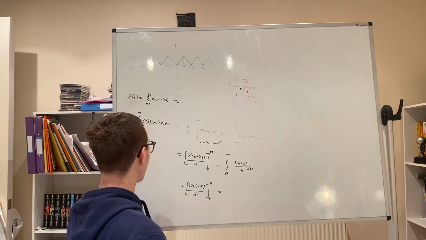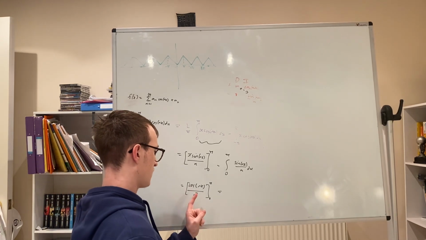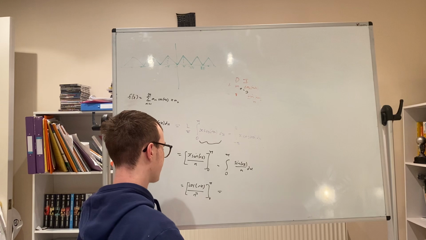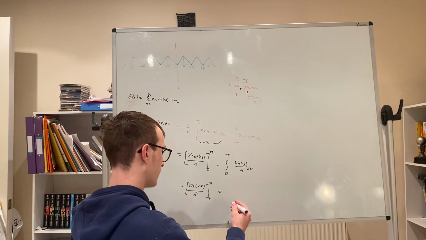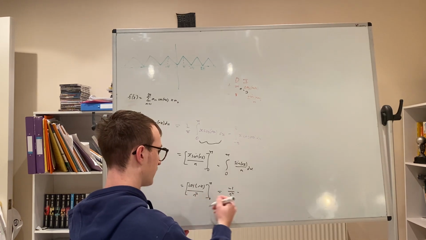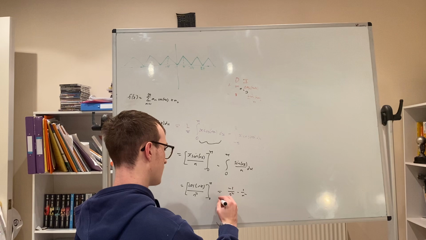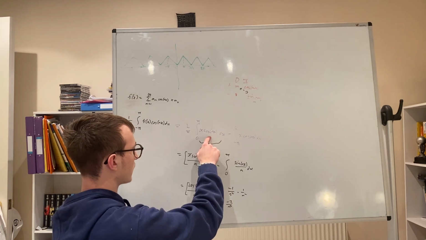So when n is even, our coefficient an is 0. When n is odd, cosine of n times pi is minus 1, so we're going to get minus 1 over n squared minus cosine of 0, which is 1 over n squared, which is just minus 2 over n squared. And then don't forget that that was just the integral from 0 to pi.